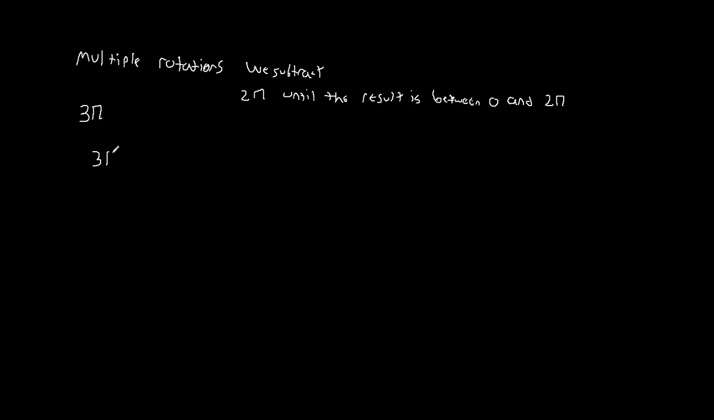So 3 pi, right, it's greater than 2 pi, so we know we have multiple rotations. We're going to subtract 2 pi, right? 3 pi minus 2 pi is 1 pi. Right, is 1 pi between 0 and 2 pi? Yes, it is. So we stop. And we say that 1 pi is the single rotation positive coterminal angle of 3 pi. Okay, hopefully that makes sense.